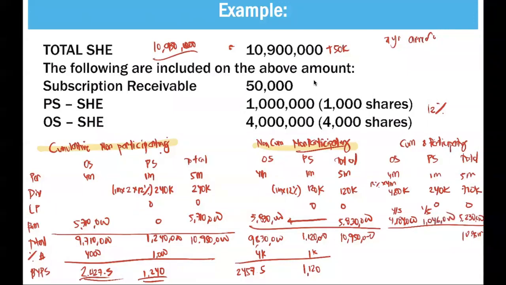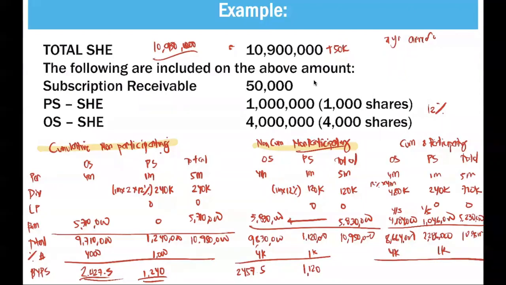Okay. So we're done computing. So OS, how much? 4 million plus 480,000 plus 4,184,000. We have 8,664,000. And for PS, we have 1,046,000 plus 1 million plus 240,000. We have 2,286,000, divided by 4,000 shares and divided by 1,000 shares.